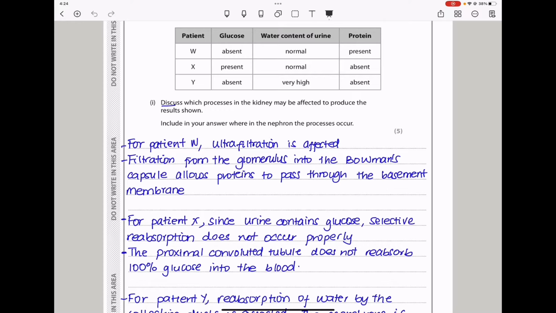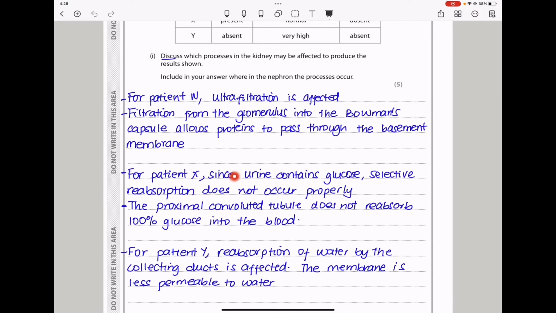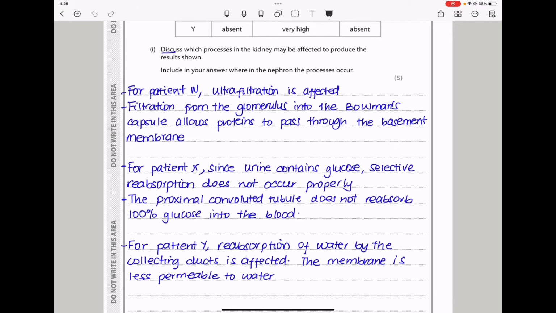So for patient W, ultrafiltration is affected. This is because they have proteins. Proteins are larger molecules and they shouldn't go through. Filtration from the glomerulus into the Bowman's capsule allows proteins to pass through the basement membrane. So for patient X, since urine contains glucose, selective reabsorption does not occur properly. The proximal convoluted tubule does not reabsorb 100% of the glucose into the blood.